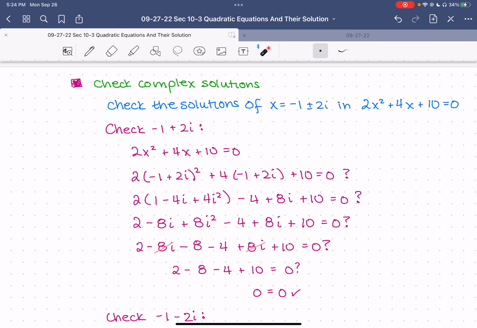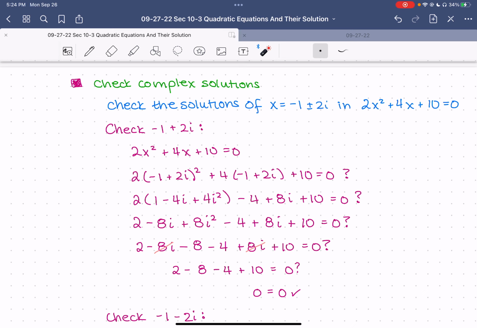Well, yeah. Remember, I'm going to have to square this binomial. This is where you could set it up using the boxes if you want. If you know the pattern of squaring something, you can just write the answer. But when you square this, when you do negative 1 plus 2i times negative 1 plus 2i, this is what you will get. Then I distributed the 4 across here, and then I just had the 10. Now I'm distributing the 2, and just wrote everything else. And then I did a couple of things.